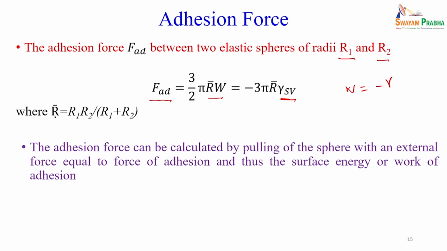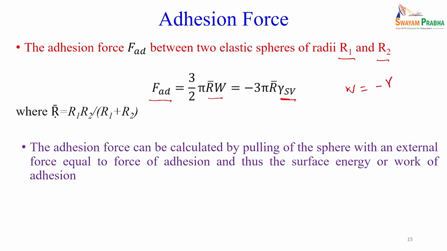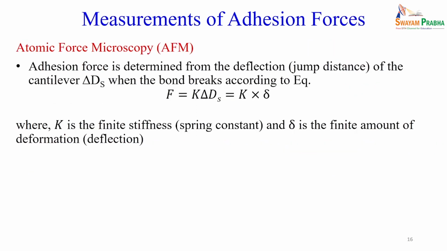How it is done? So, it is calculated by pulling the sphere with an external force, and if you are pulling the outer layer of a surface, then the force of adhesion is equal to the surface energy or the work of adhesion. So, there are different experimental methods which are applied to measure the adhesion force. So, I will discuss 2 methods here. One is the atomic force microscopy.